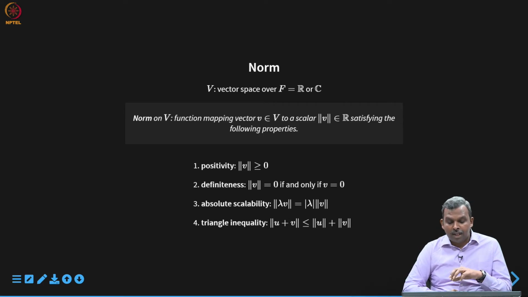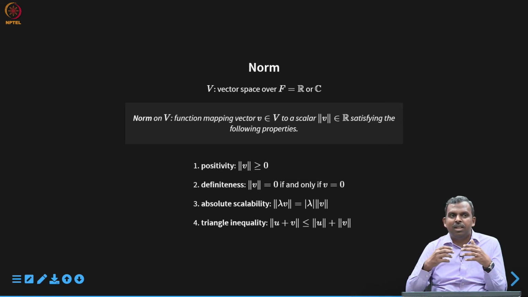Okay, and we'll want this absolute scalability. Okay, so norm of lambda times v should be the absolute value of lambda times norm of v. Lambda is of course a scalar here, so absolute value of lambda will be real, so that's that times norm v. Okay, and very importantly, triangle inequality. Okay, so this is a sort of a distinguishing feature of the norms that we'll study here. The triangle inequality is the norm of u plus v should be less than or equal to norm u plus norm v.